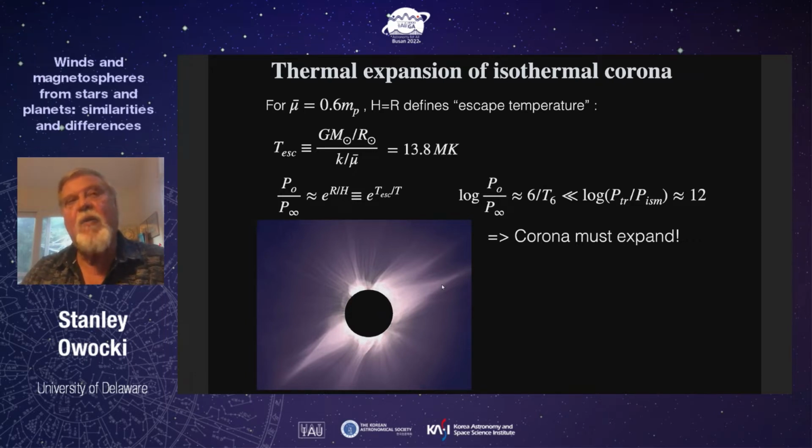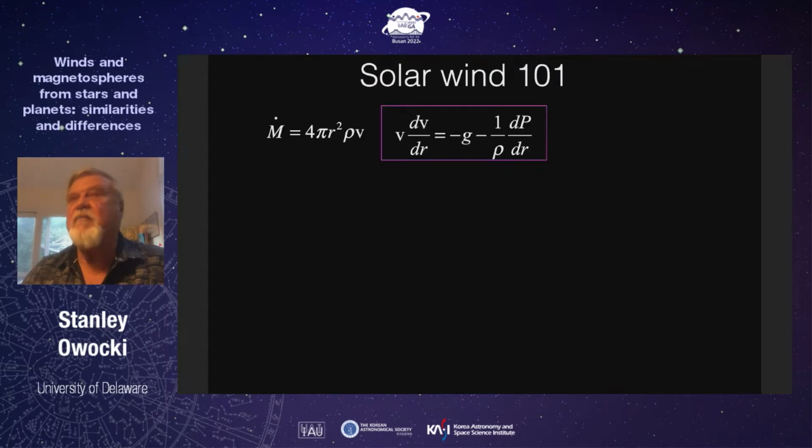Okay, so now what are the implications of that? If that means that pressure has to drive an outflow, then we again go back to our equation of motion. Acceleration is minus gravity, but now we have this outward pressure force. And we have this relationship between pressure and density, that's density times the sound speed squared. And by the mass continuity equation, density times velocity times the radius squared is a constant.